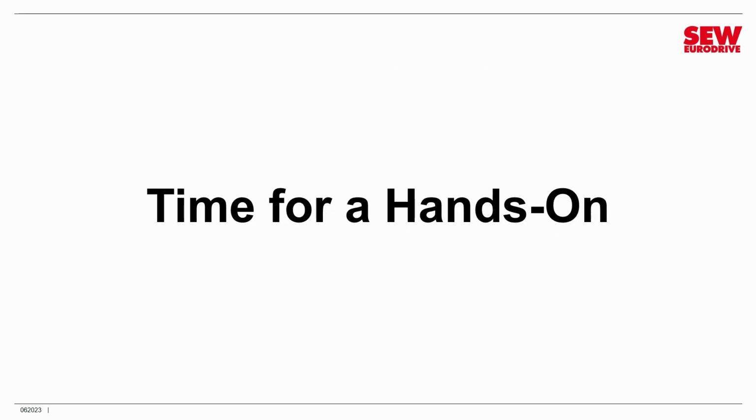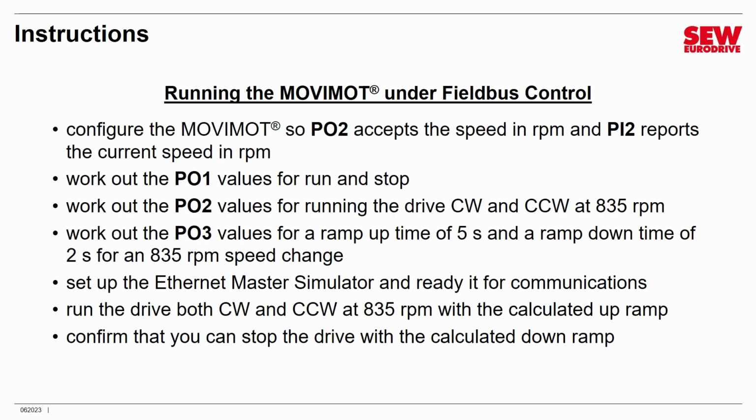In our last session, we configured our MOVIMOT to work with the field distributor. We have to do a few additional tasks, and then we'll be able to communicate over the field bus. Here's what I'd like you to do. First of all, I'd like you to configure your MOVIMOT so PO2 accepts the speed in RPM rather than percentage, and PI2 reports the current speed in RPM. You'll need to go in and change 2 parameters to do that.